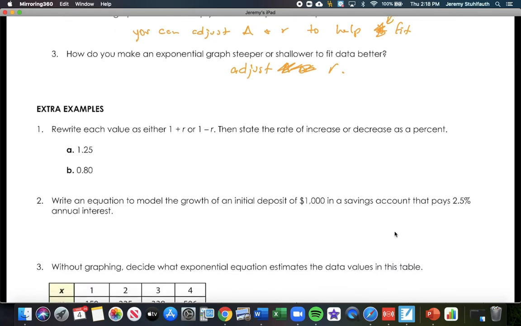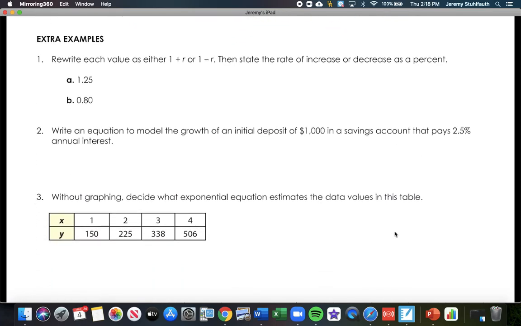Okay. So if you look at this, it says rewrite each value as either 1 plus R or 1 minus R. So what you would do here is, this is growth because it's bigger than 1. So you would use 1 plus R equals 1.25. And then if you subtract 1, R is equal to 0.25.